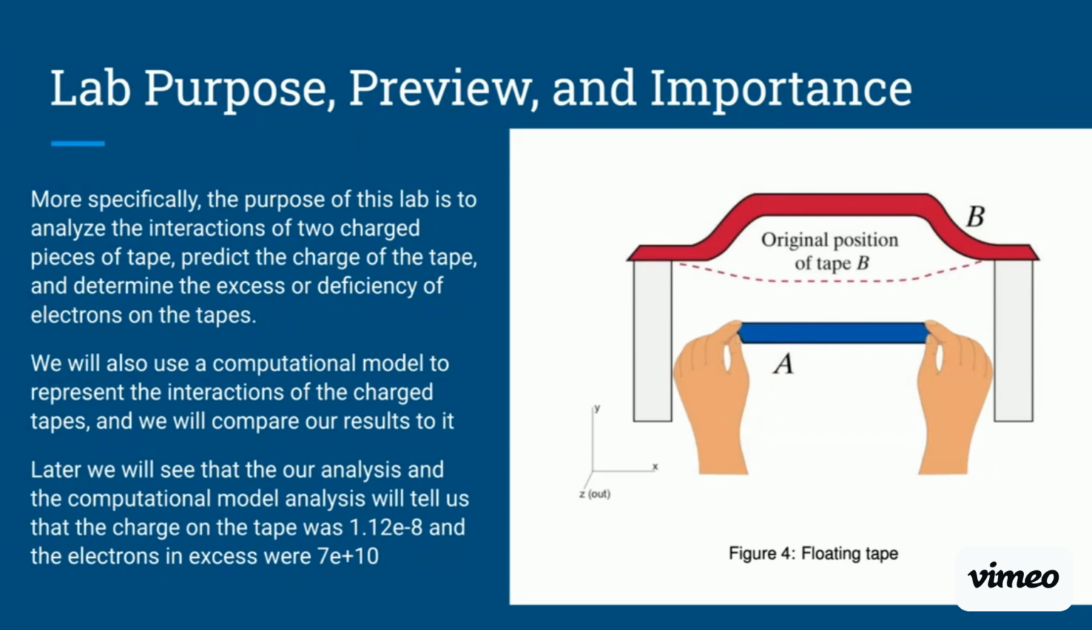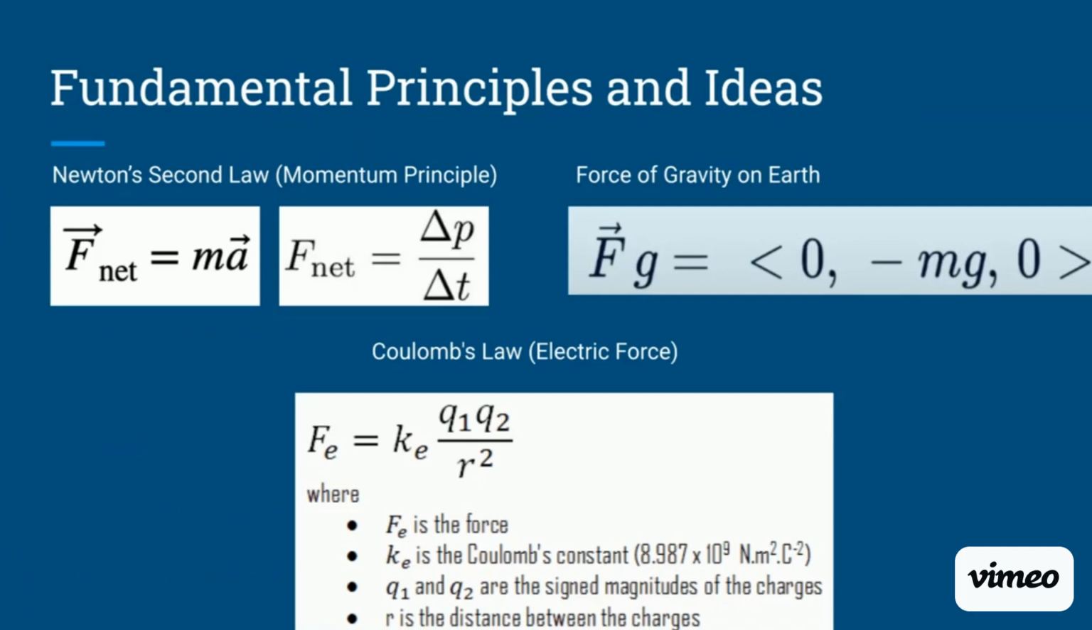We'll also use a computational model to represent the interactions of the charge tapes, and we'll compare our results to it. Later, we will see that our analysis in the computational model will tell us that the charge of the tape is 1.12 times 10 to the negative 8 coulombs, and the electrons in excess were 7 times 10 to the 10. Additionally, the picture on the right will show us what the experiment we will do will look like. But before we jump straight into lab specifics, it's important to understand some of the crucial physics principles and ideas utilized in this lab.